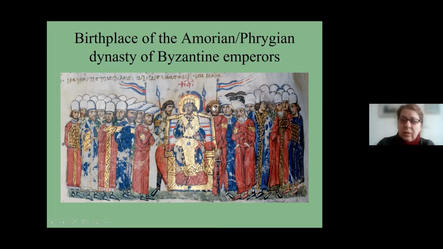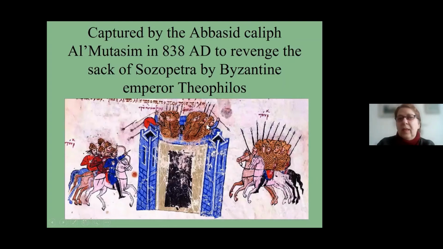Three emperors only, not too many. This one in the middle here is the most famous, Theophilus, who was to some extent the cause of the siege of Amorium. Theophilus spent a lot of time fighting with Arabs, and sometimes he was successful, sometimes he was not. At one point, he sacked Sozopetra, and Al-Mutassim was very angry with him. He turned to revenge, and he made an attack on the Anatolian lands, first capturing Ankara and then Amorium. So it gave an important point for the history of this city.